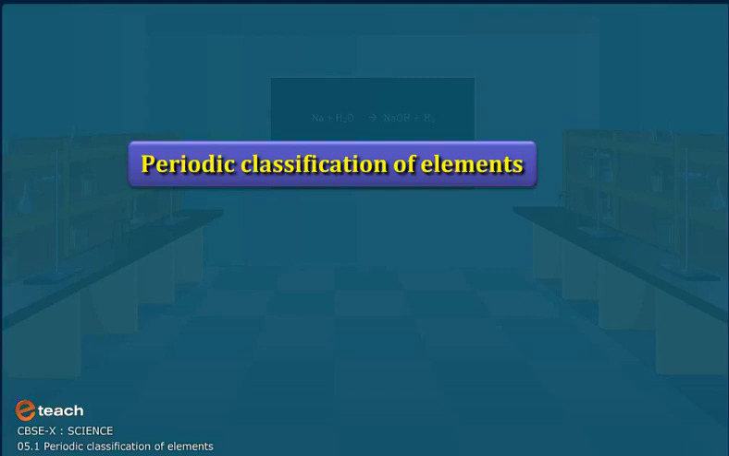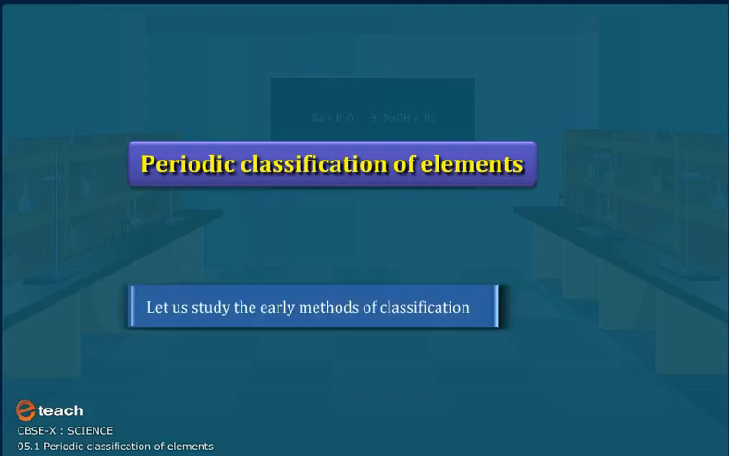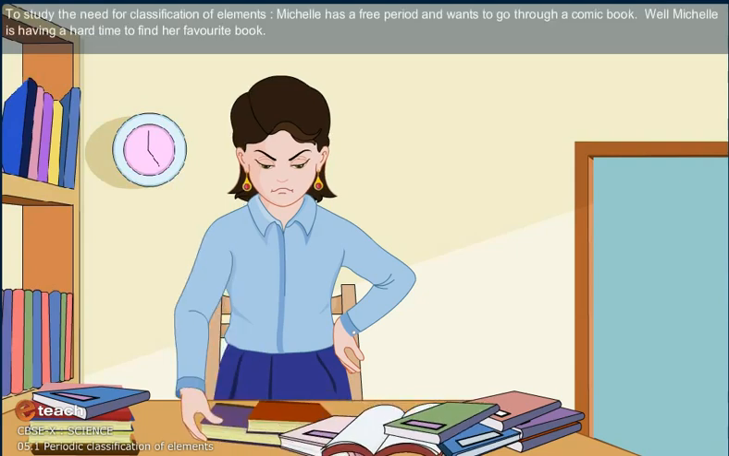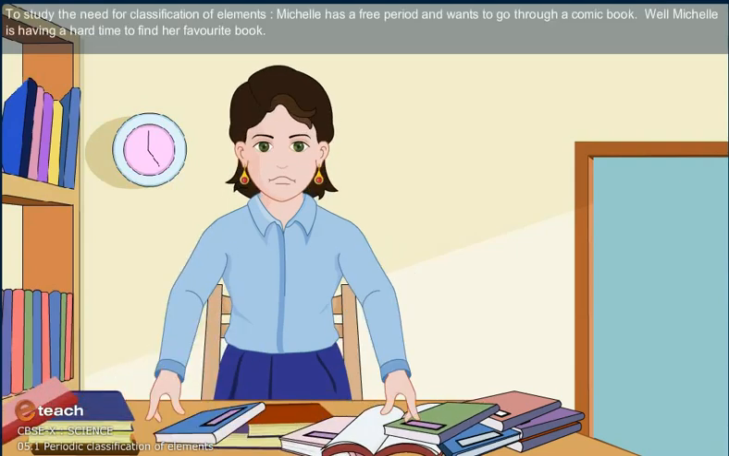Periodic classification of elements. Let us study the early methods of classification, and the need for classification of elements.